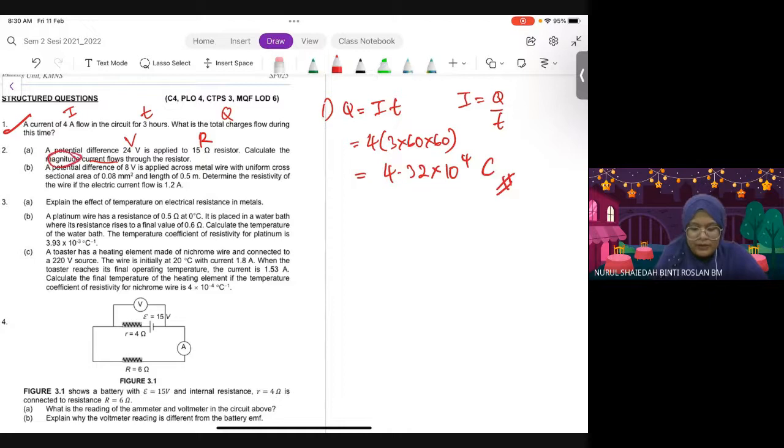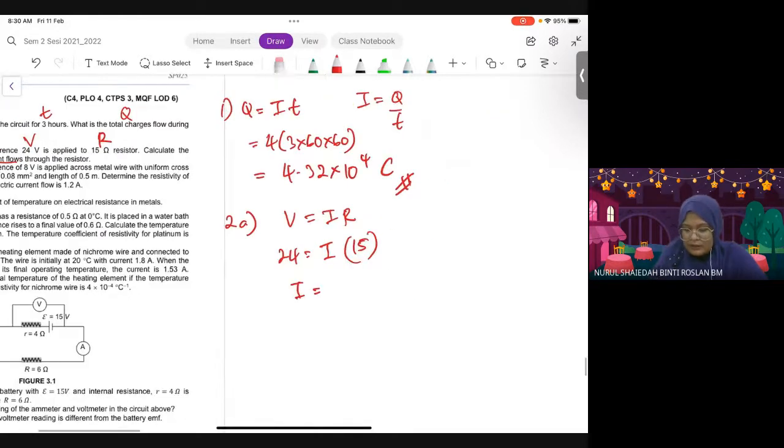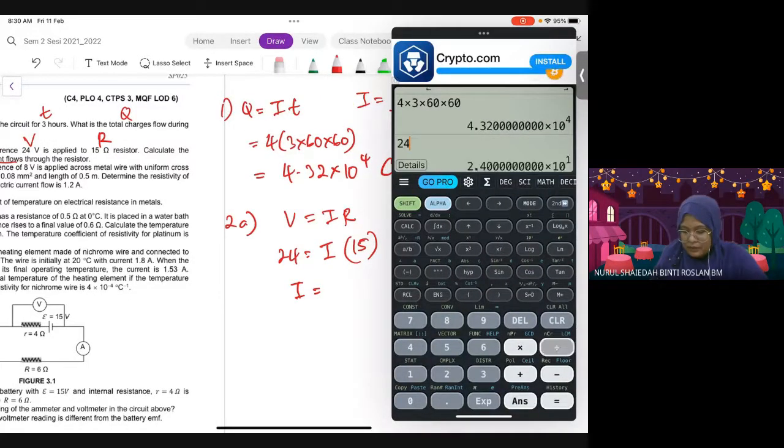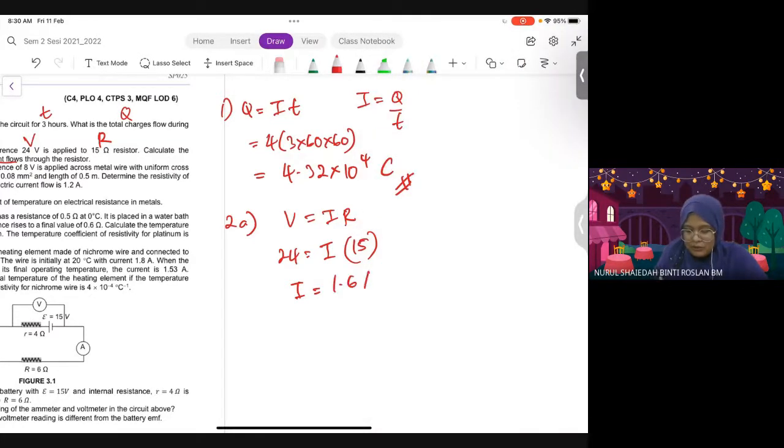Number 2. If the potential difference is 24 and the resistance is 15, calculate the magnitude of current. Magnitude saja of current. So they ask you to find I. Again they give you V. So V equals to IR lah guna Ohm's law. So 24, I we want to find. So this is 15. So I can get the I lah. Senangnya soalan dia 24 divided by 15. So I will get 1.6 lah. So unit dia ampere.